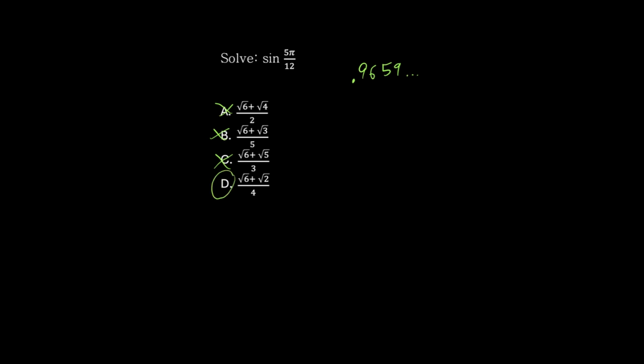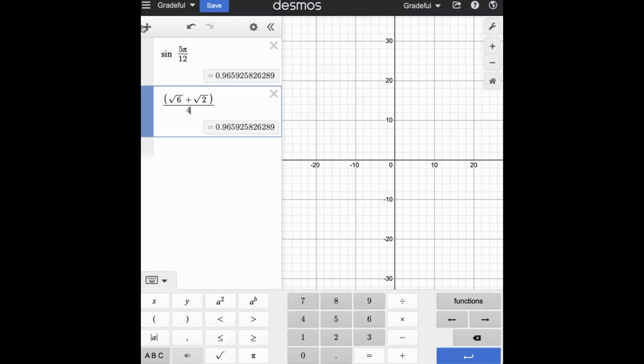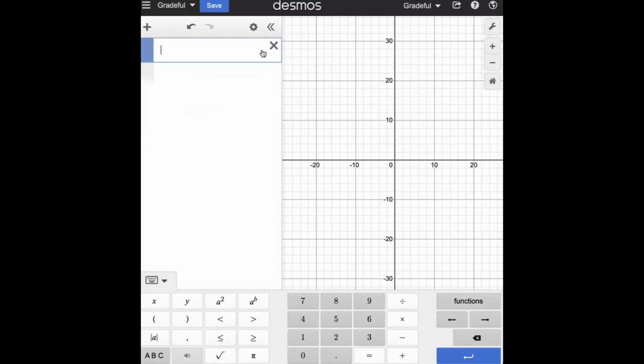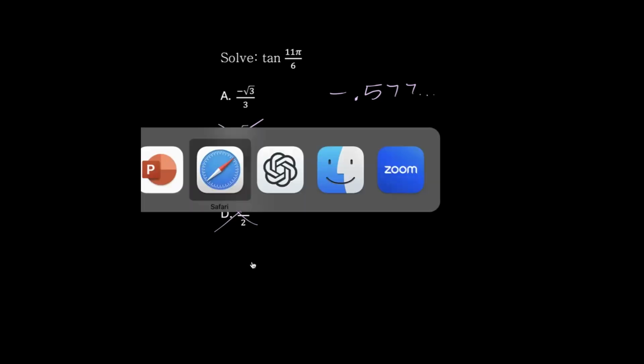So now let's try one last example. Tan of 11 pi over 6. So let's erase this. Tan of 11 pi over 6. And we have negative 0.577 and some change. So let's write that down, negative 0.577 and some change after that. And so we know it can't be either of these positive answers. And let's just test them out. Negative root 3 over 3 and negative root 3 over 2.